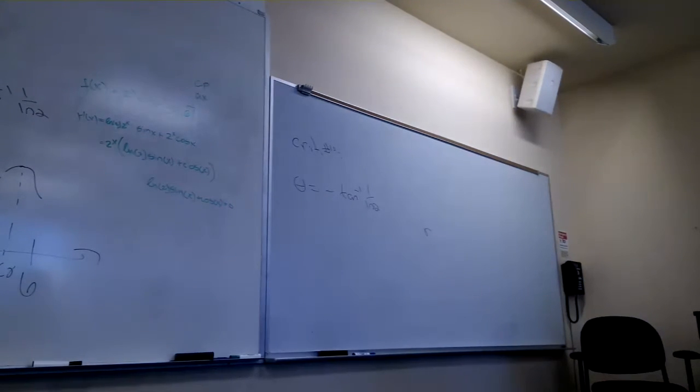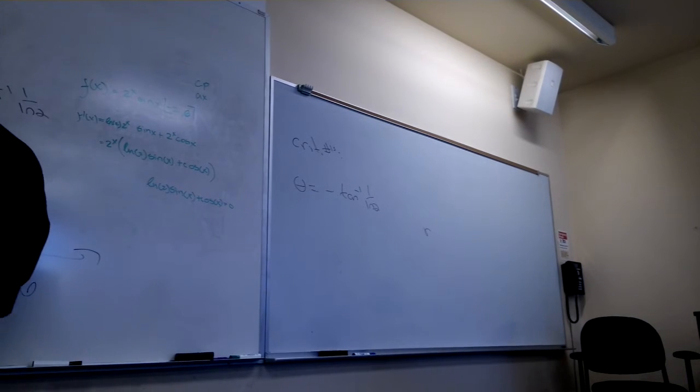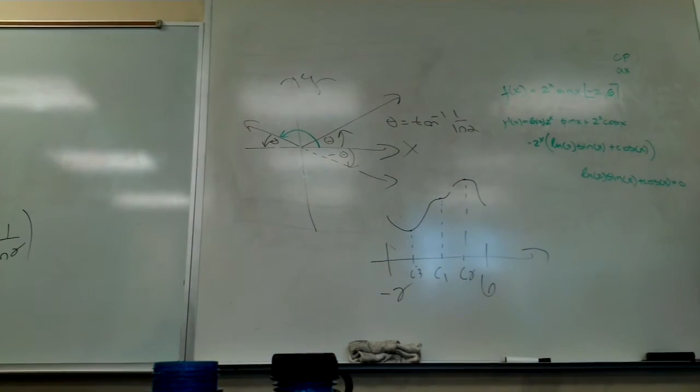So let's check it out. Do you think there's an angle in the second quadrant whose tangent is negative 1 over natural log of 2? Yes, I think there is. I think there's an angle over here whose reference angle is nothing more than theta. And so in green, this angle in standard position is going to be pi minus theta, the reference angle, which is the inverse tangent of 1 over natural log of 2.